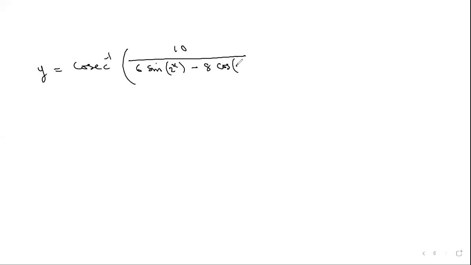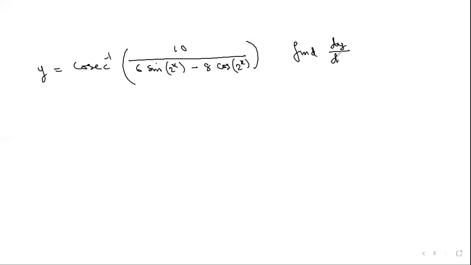Y is equal to cosec inverse of 10 upon 6 sine 2 raised to x minus 8 cos 2 raised to x. Find dy by dx.